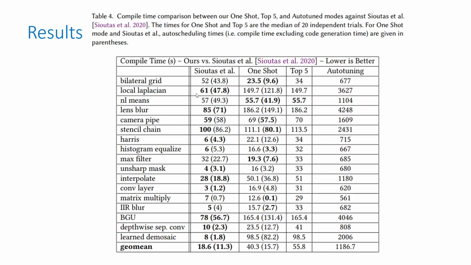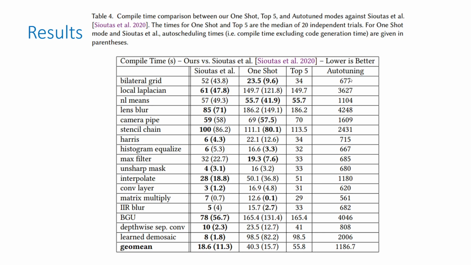Here they compare the compilation time of the three alternatives of the Anderson autoscheduler, the one shot, the top 5, and the fine tuning, against the prior work in Ciutas. The one shot, as mentioned before, is almost the same as the Ciutas, and sometimes one is faster than the other, but most of the times these two are the fastest options. There's an exception in NL, and top 5 is the slowest, but when you go to top 5, you sacrifice some compilation time to get a better performing schedule.